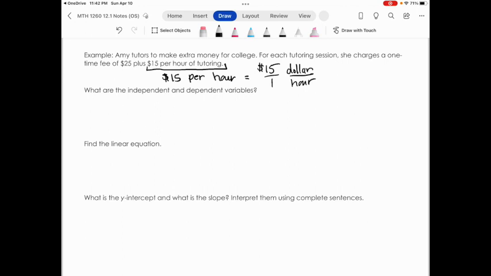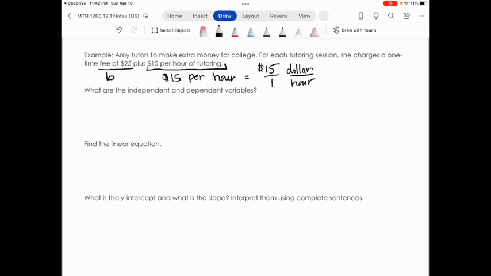That's our rate. Now, even when she does 0 hours of tutoring, just to meet, she has a one-time fee of $25. So that's going to be my value B. So no matter what, just for her to show up to meet with you to tutor, she's going to start you off at $25. And then after that, she's going to charge you an additional $15 per hour. So 25 is your initial value, your starting point. So that's going to be your value of B.